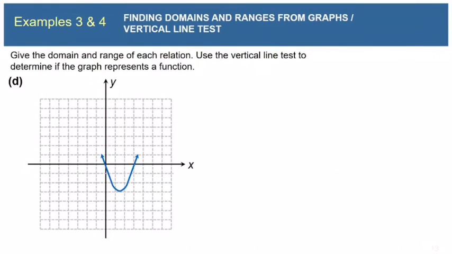And part D. Same instructions. First, domain and range. Now remember, domain is the furthest left x value to the furthest right x value. It looks like this graph would go off as far as you could imagine to the left or to the right. So the domain will be negative infinity to positive infinity. Range is the lowest y value to the highest y value. In this case, the lowest y value appears to be negative 3, but the graph appears to go up forever, so the highest y value is going to be infinity.